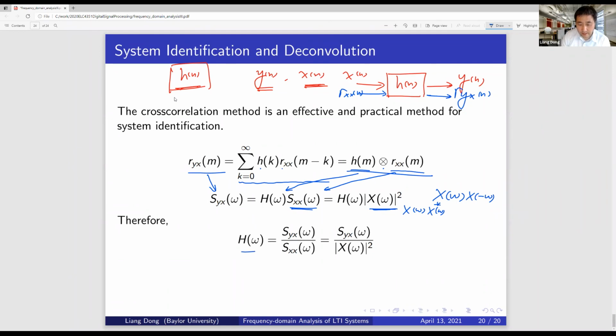Therefore, H omega can be calculated. In the frequency domain, it's very simple. We have a division. We use the cross spectrum here, divided by the absolute value squared, which is the spectrum of the input signal. The spectrum of the input signal is relatively more stable than the signal itself. So we use that to find H omega. That's the usual way we do system identification.